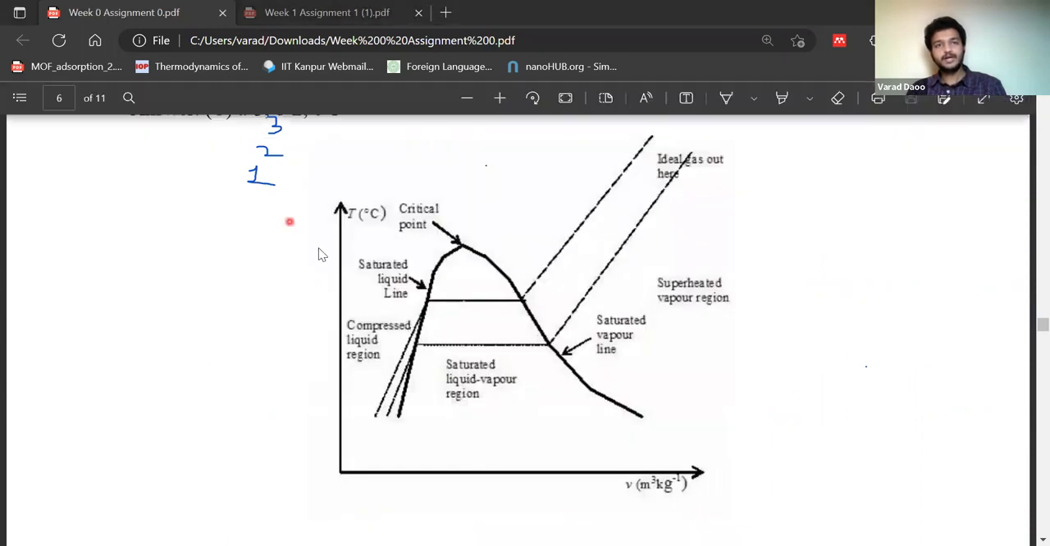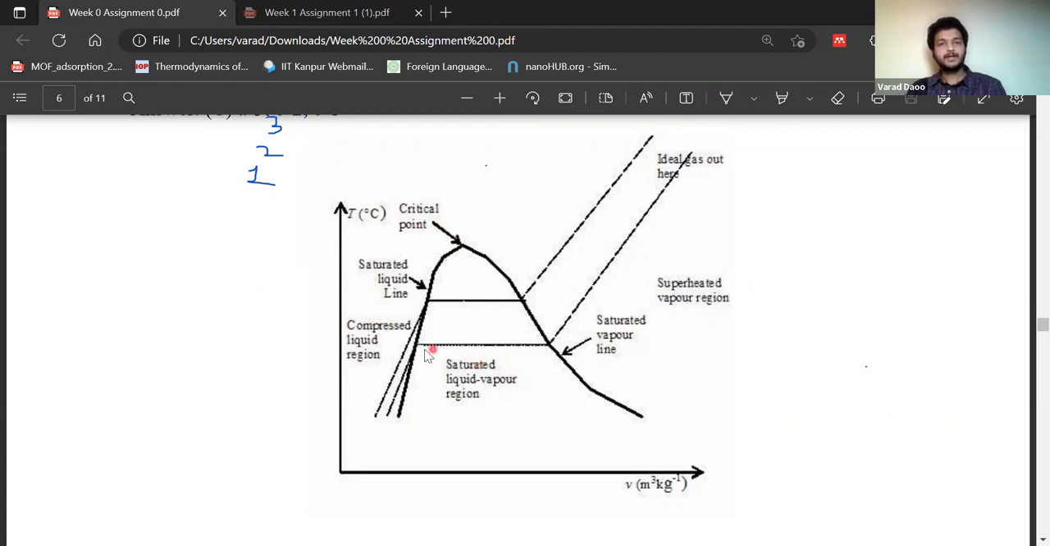the TV diagram. Okay. So this is temperature. The TV diagram of a substance is general. This is a generalized TV diagram. Okay. So this region is a compressed liquid. This is saturated liquid. Okay. So this curve which joins all these points is the saturated liquid curve. So this point is a critical point.